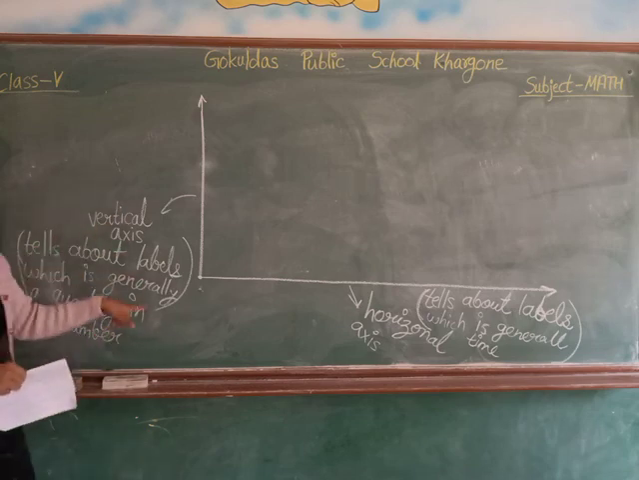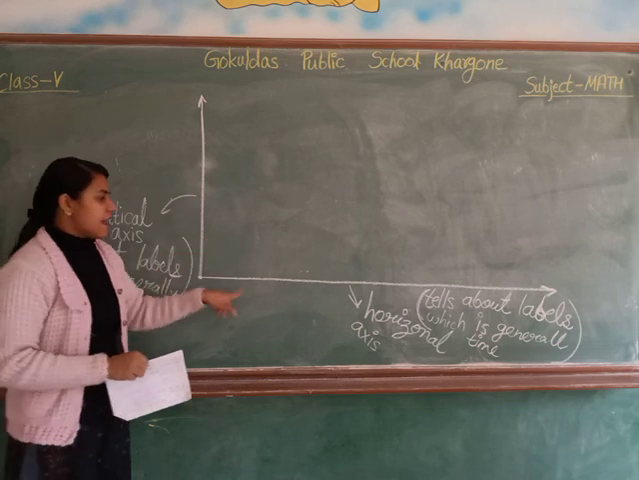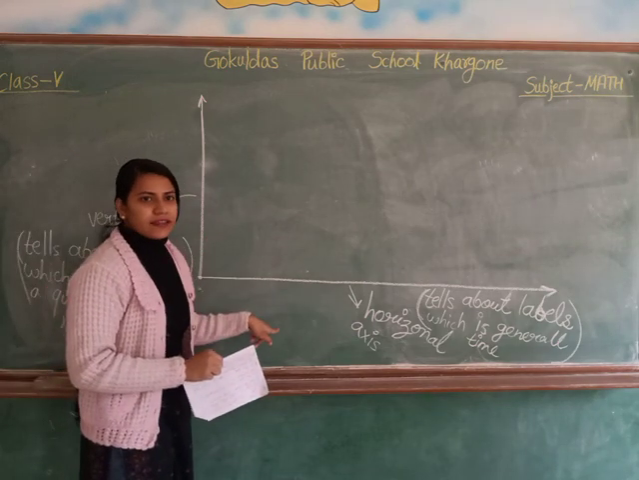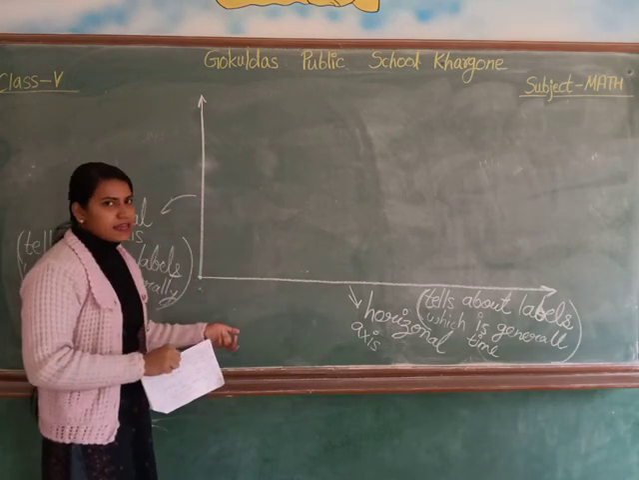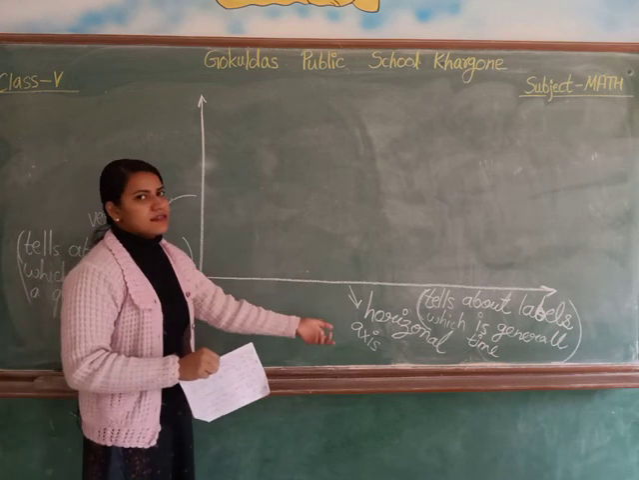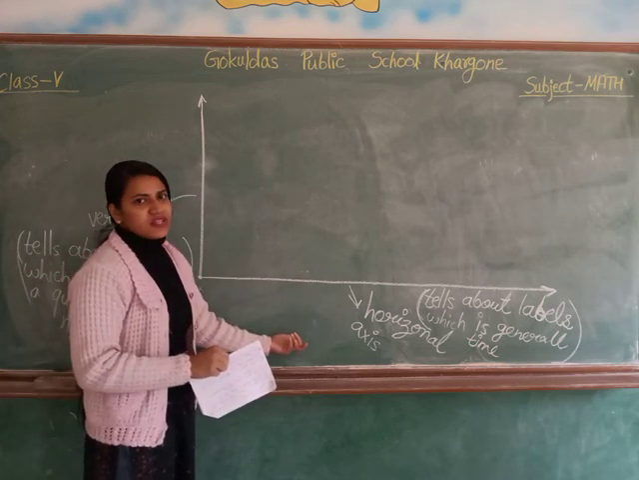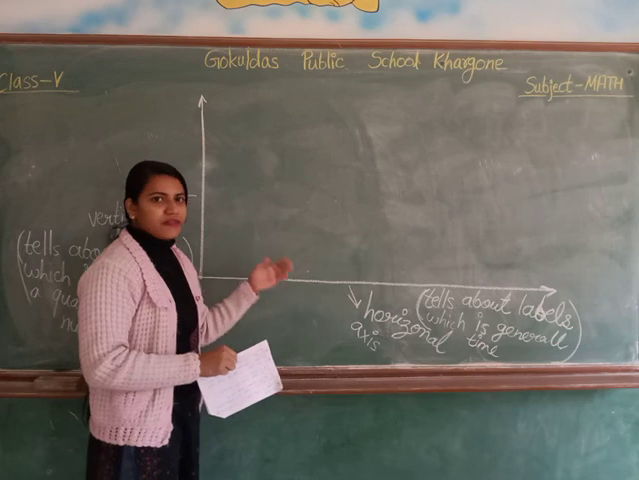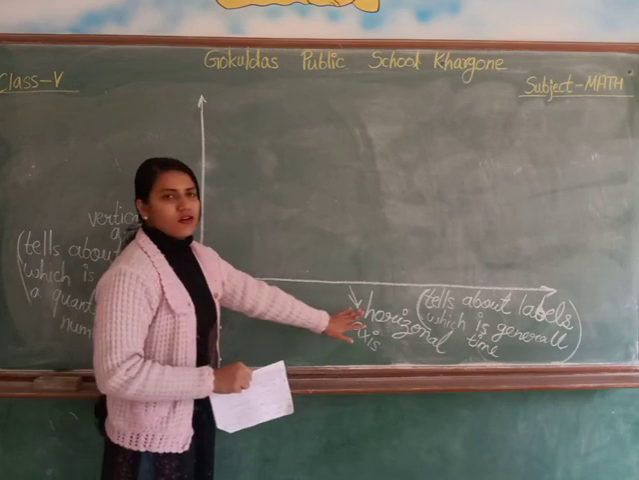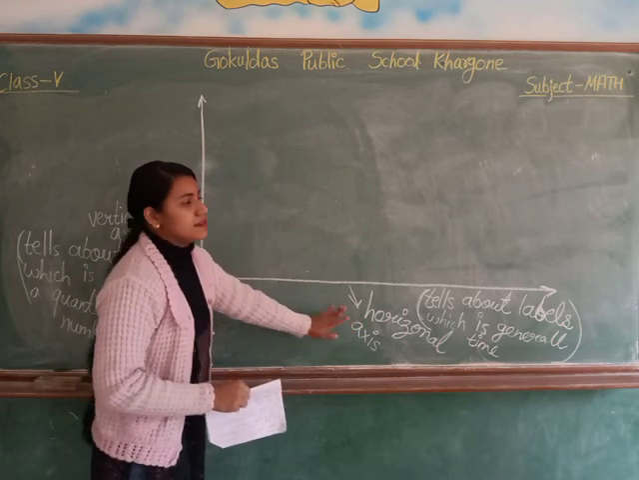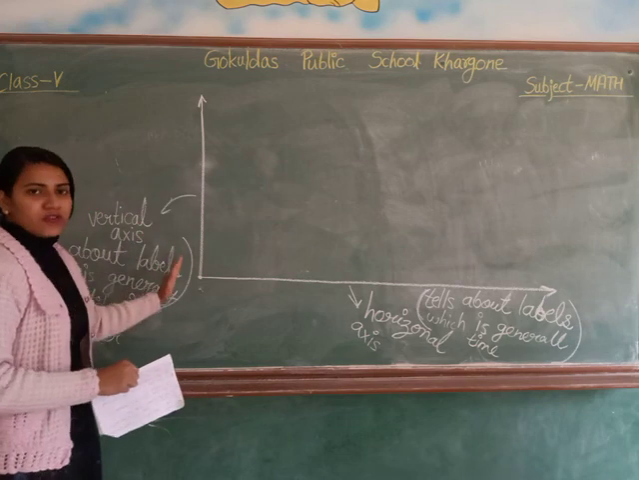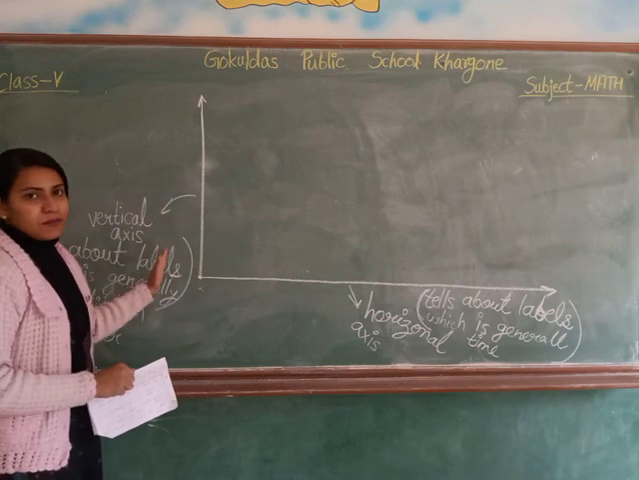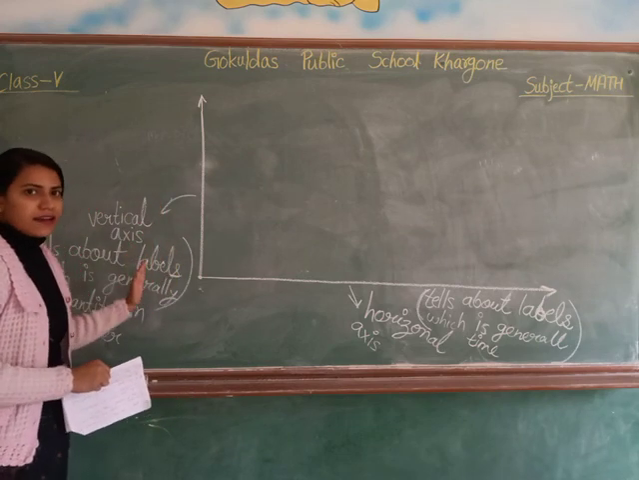On the vertical axis you will write the numbers, and on the horizontal axis you will write, suppose classes are given in the table, so you will write classes. If time duration is given there, you will write time duration. If days are given, you will write all these data on the horizontal axis. And on the vertical axis, what will you write? You will write the numbers. Okay? Is it clear now?